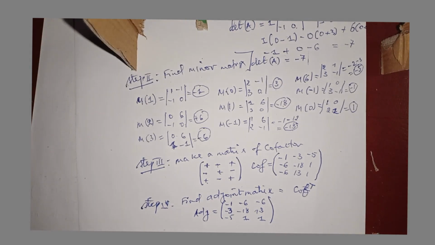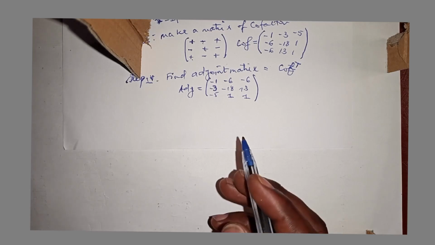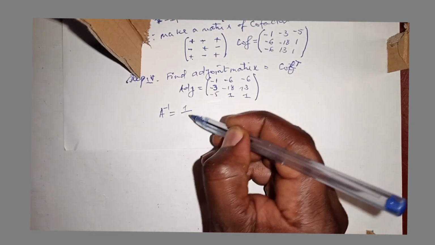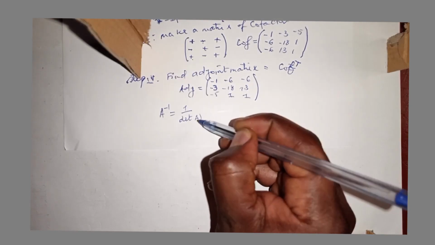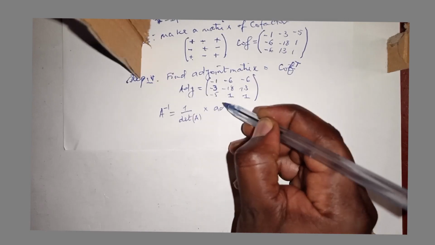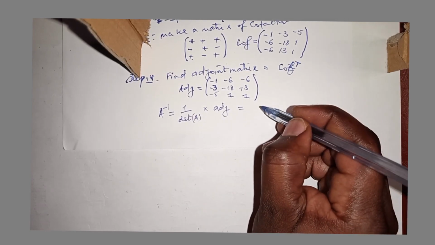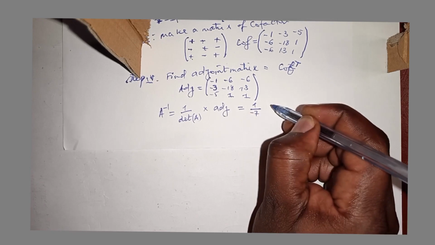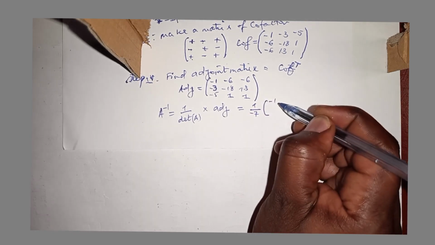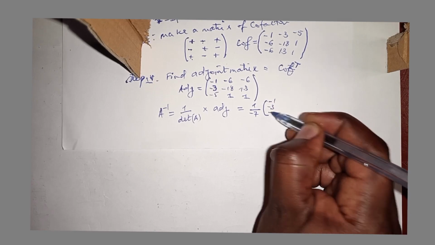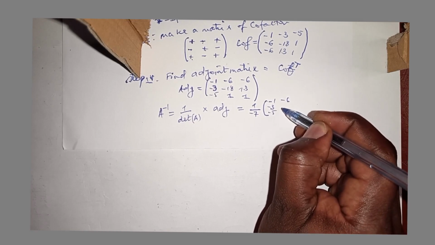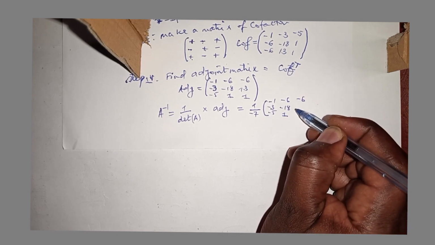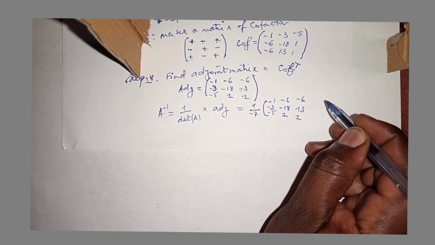So now we can find an inverse. We are about to finish. So inverse matrix is equal to 1 over determinant of A, so times adjoint, which is equal to 1 over our determinant was negative 7, then times adjoint times negative 1, negative 3, negative 5, negative 6, negative 18, so 1. So negative 6 here, you get 13, so 1.